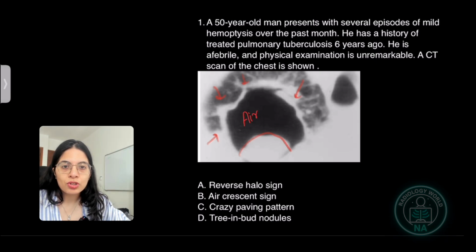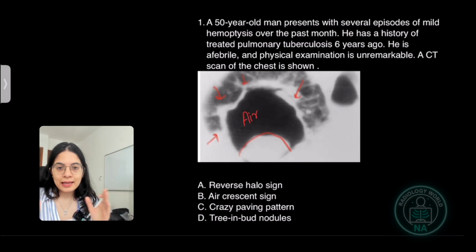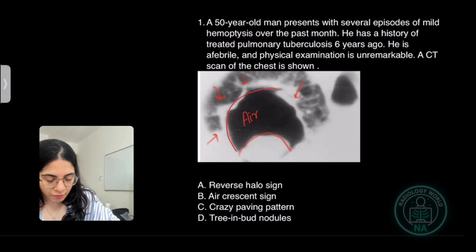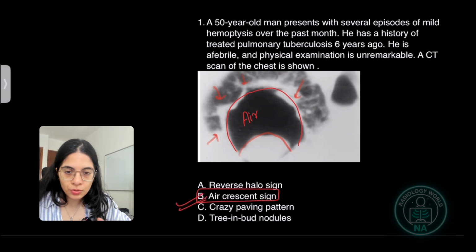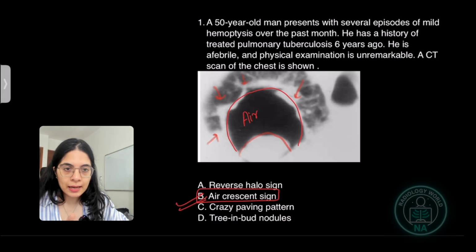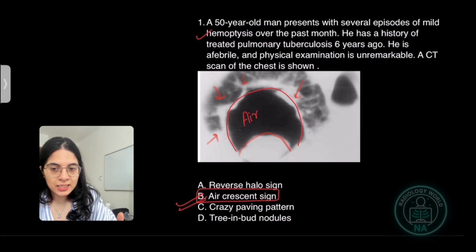So even if you don't know anything about this particular question, you can just use your logic that if you know that air looks like this, it looks like a crescent of air. Okay, so this is called as your air-crescent sign. This is basically your option B is the answer over here. But before we jump into the sign, you need to understand the basics behind this particular question. They have given you a history that the patient has hemoptysis. Let's break down the key points.